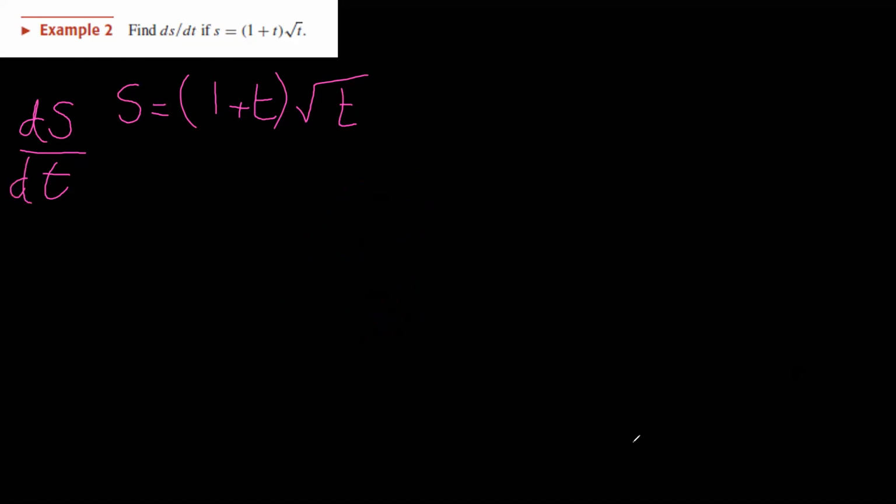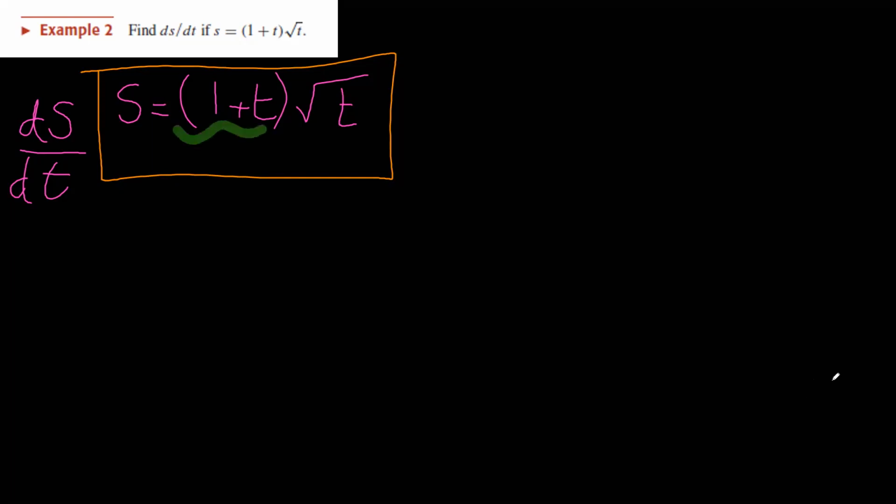Now back to our lesson. Here now, I want to find ds over dt. If you know that s is equal to 1 plus t times square root of t. As I told you, here you have the first step: you have to name this one with F, and this one with G. So the first step, you name it with F and G.